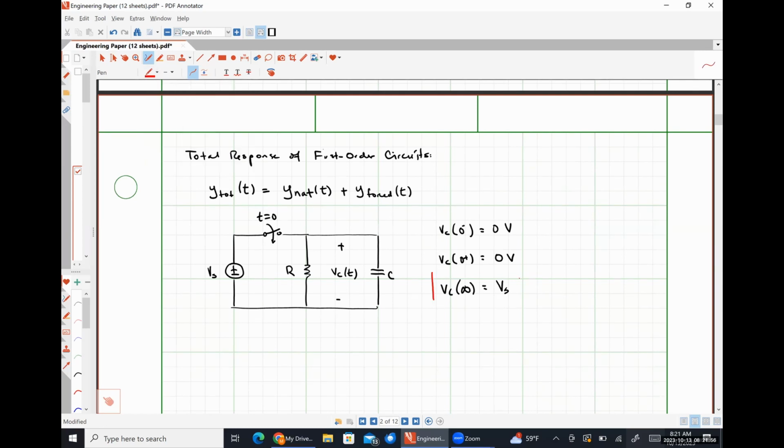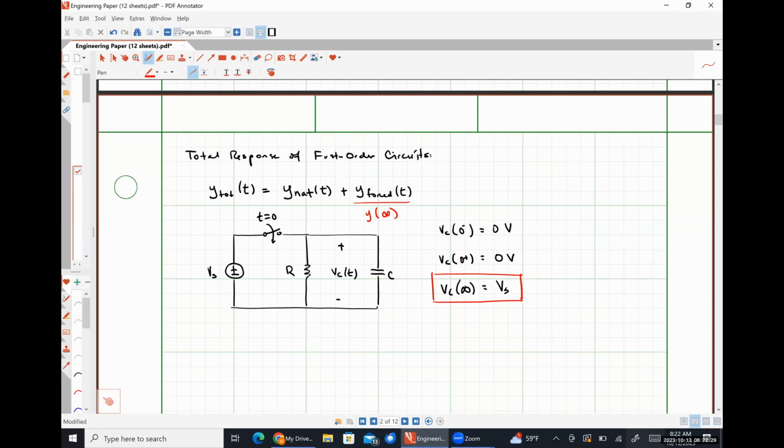This part right here is literally just the forced response. It is the value of the capacitor voltage that this circuit is forced to have because there's a source left in the circuit. So the forced response right here is literally just whatever y is at t is equal to infinity.